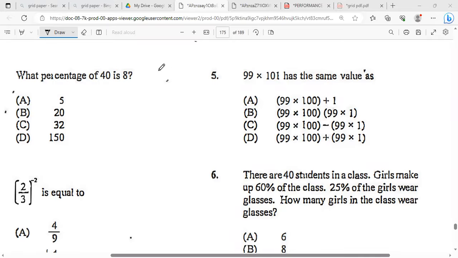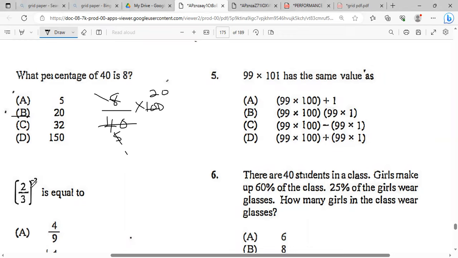I am Lennox Bennett. Number one says, what percentage of 40 is 8? So all we do is say 8 out of 40. Percent means out of 100, so we times by 100%. 8 into 40 is 5, and 5 into 100 is 20 times. So this one will be 20%.